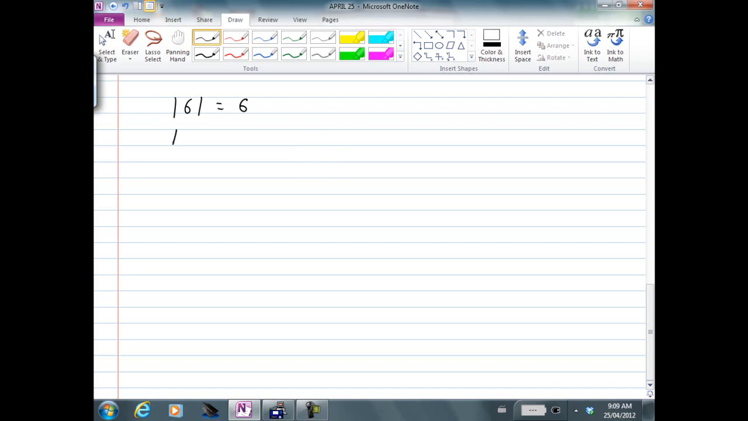But if I give you the absolute value of negative 6, the answer for that, a lot of you say, hey, this is so easy. It's still 6 also. See, what absolute value does is it takes a positive, turns into positive, negative, turns into positive.